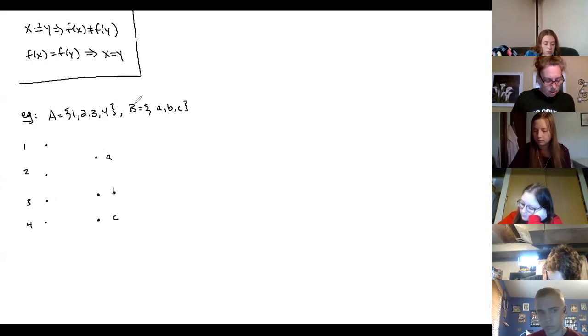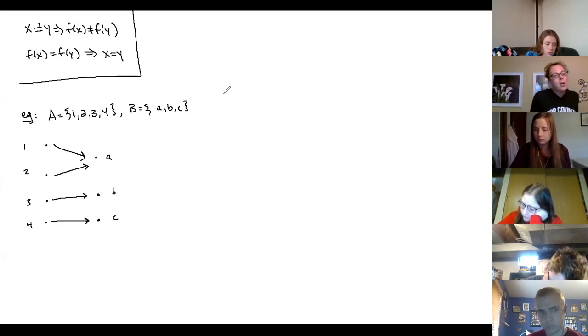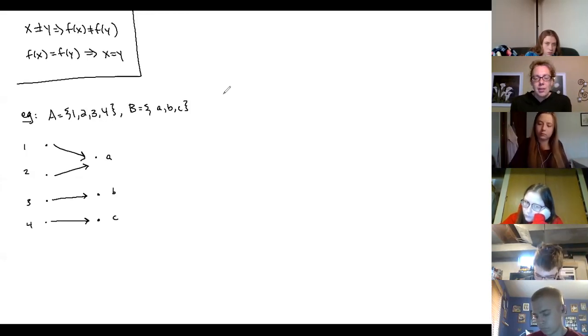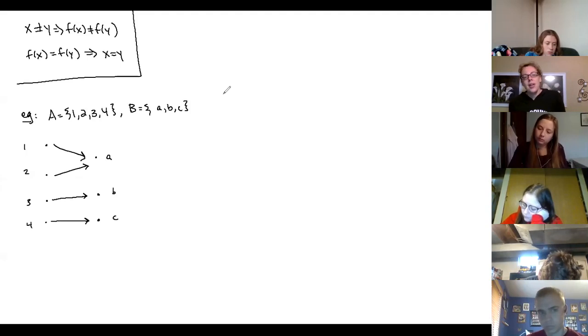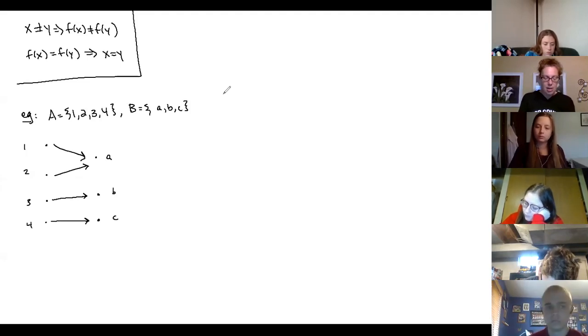And we are going to draw an arrow from 1 to a, from 2 to a, from 3 to b, and from 4 to c. So here's my arrow diagram. 1 goes to a, 2 goes to a, 3 goes to b, and 4 goes to c. Stare at that, think about your definition, and decide whether we think this is or is not 1-to-1.